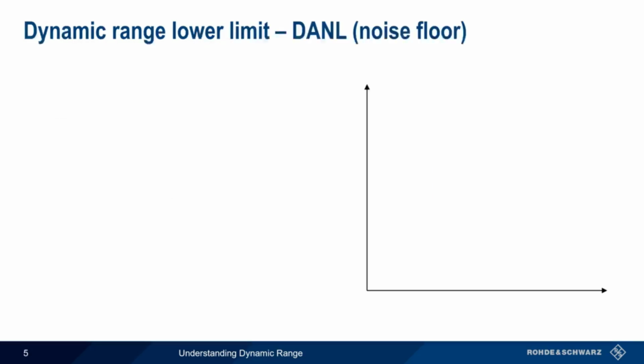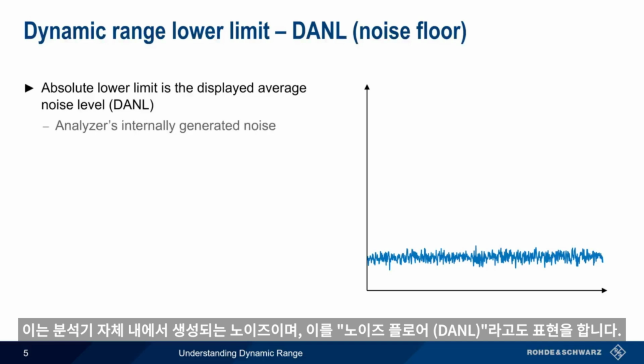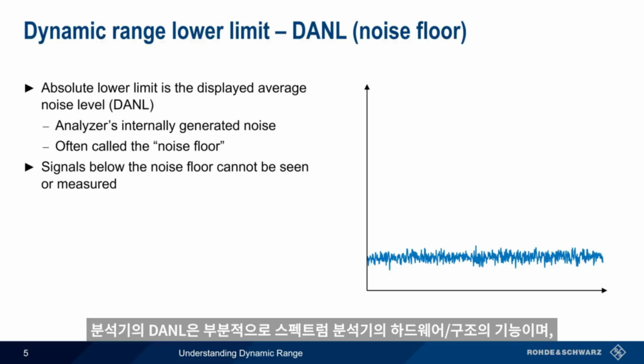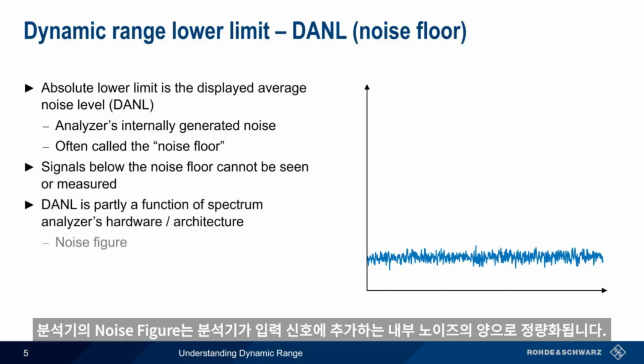The absolute lower limit of dynamic range is the analyzer's displayed average noise level, or DANL. This is the noise generated within the analyzer itself and is often referred to as the analyzer's noise floor. DANL limits dynamic range, since signals with amplitudes below this noise floor cannot be seen or measured. An analyzer's DANL is partly a function of the spectrum analyzer's hardware/architecture, often quantified in terms of the analyzer's noise figure, that is, the amount of internal noise that the analyzer adds to the input signal.